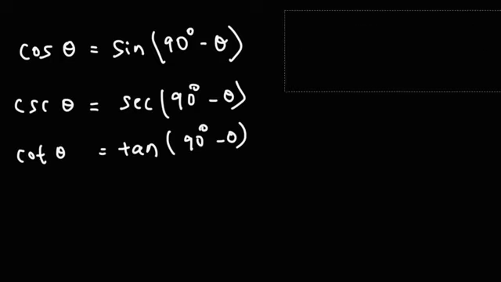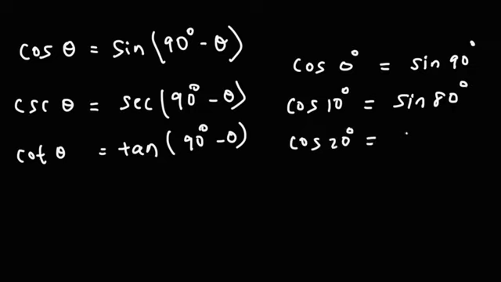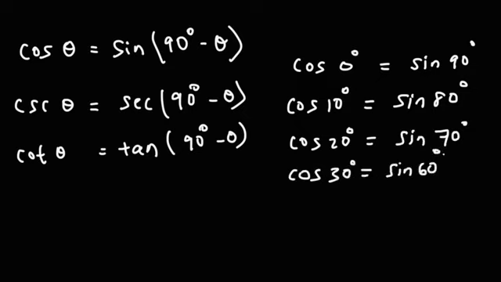Now let's talk about how this works and what it means. Whenever the 2 angles of cosine and sine add up to 90, the 2 functions will be equivalent. So cosine of 0 degrees is equal to sine 90. Both of these are equal to 1. Cosine of 10 degrees is equal to sine of 80 degrees. 10 plus 80 is 90. Cosine of 20 is equal to sine of 70. Cosine of 30 is equal to sine of 60. Both of these are equal to the square root of 3 over 2.